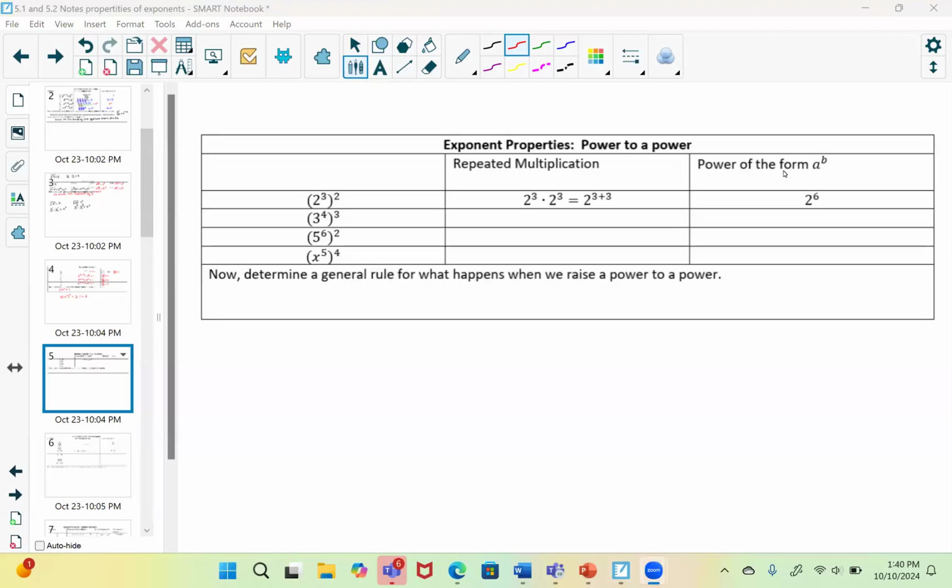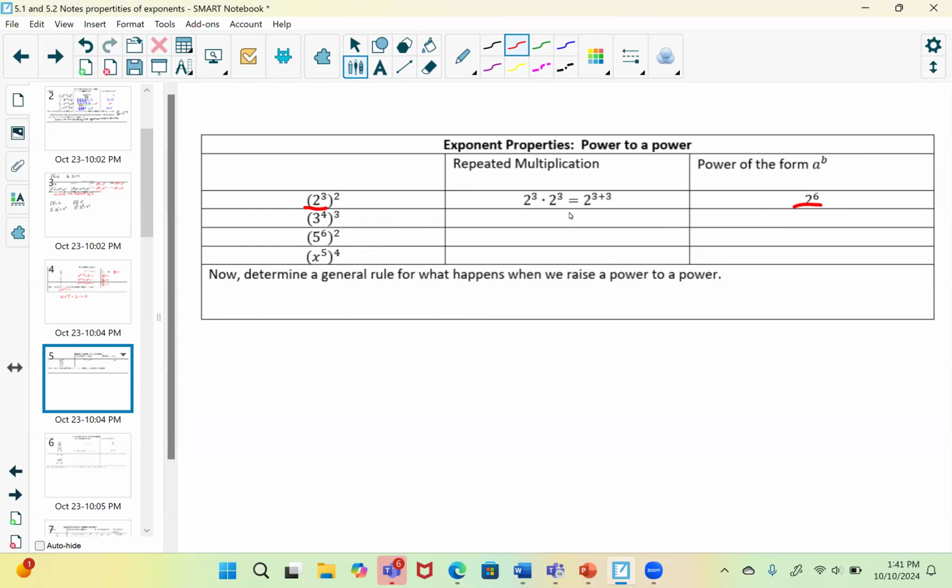Okay, so our next one is a power to a power. And so what that means is I'm taking like 2 cubed, that's a power, and I'm raising that entire thing to another power, squared. Or 3 to the fourth, that's one power, and then I'm raising it to another power, 3. And we want a shortcut. I want to figure out how I can get to my right column once we do these, without having to do this work in the middle.